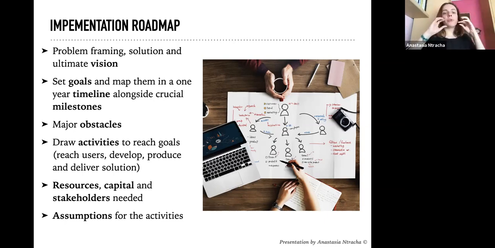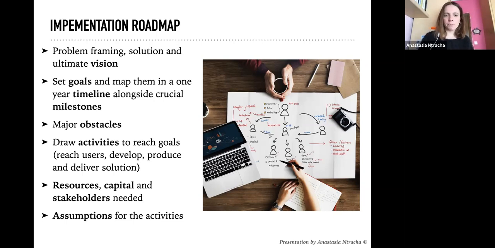And once you have your goals and your milestones, or your timeline, write down under each milestone what would be the major obstacles to achieving that milestone, and what would be the main activities that have to be done to achieve those. And with the activities, be super detailed, write any activity, any task and subtask required to reach that goal, so that you can have a clear overview of what needs to be done. And under each activity, write down the resources, the capital, and the stakeholders needed to achieve it, as well as the assumptions that are relevant to this activity and that perhaps you need a bit more testing before getting it into the market.